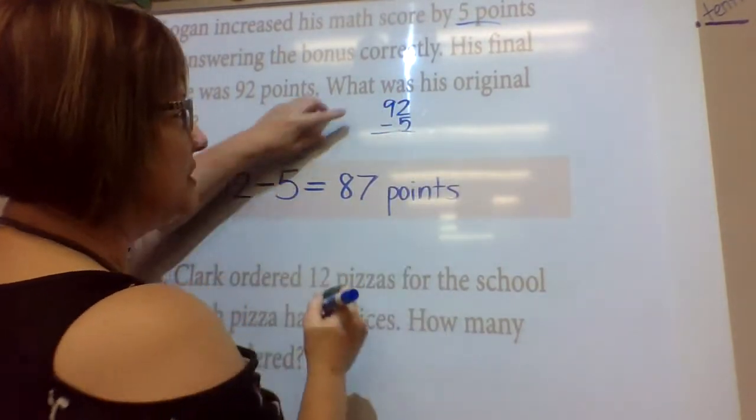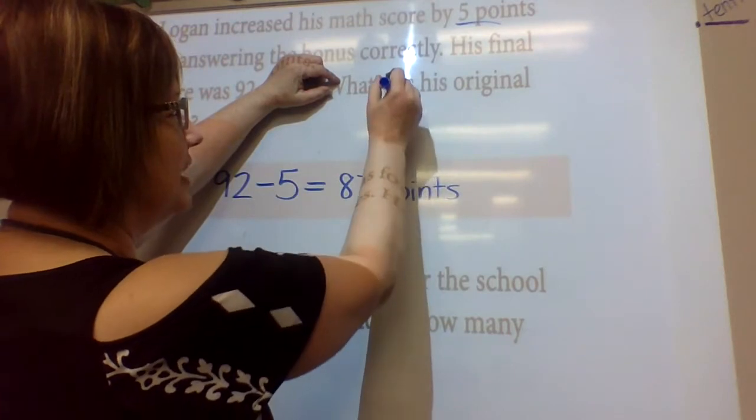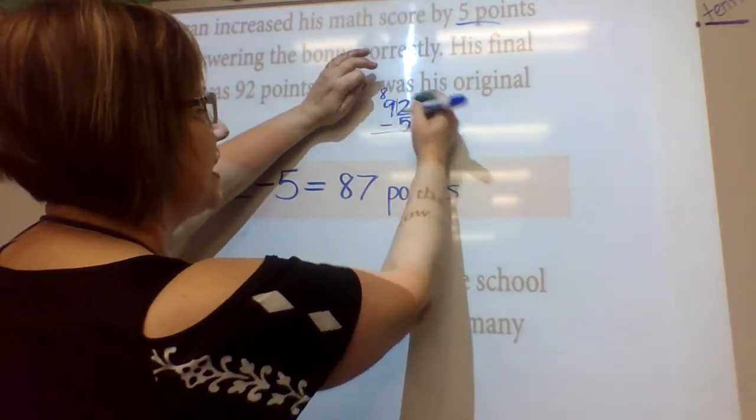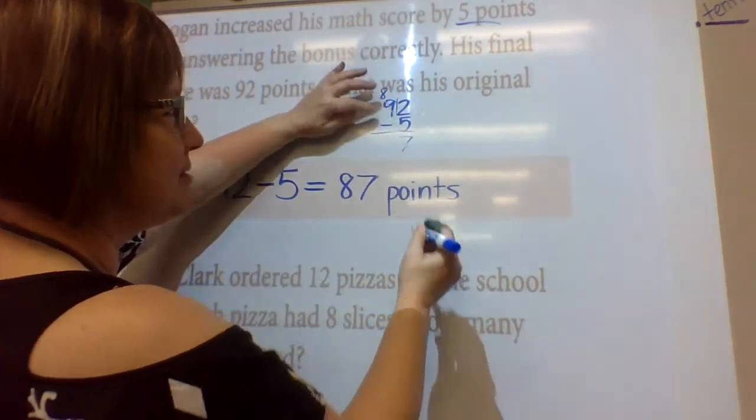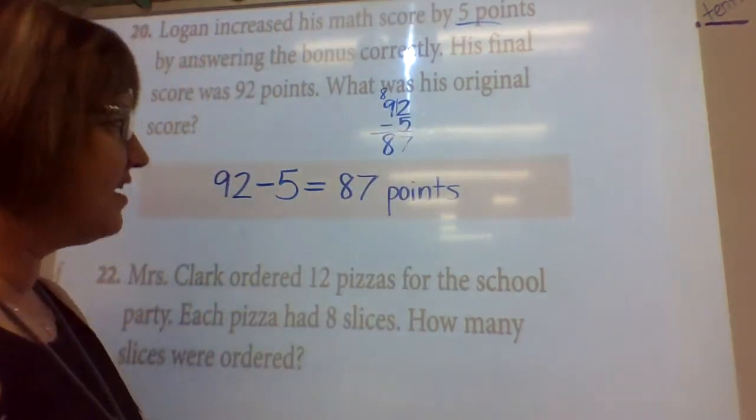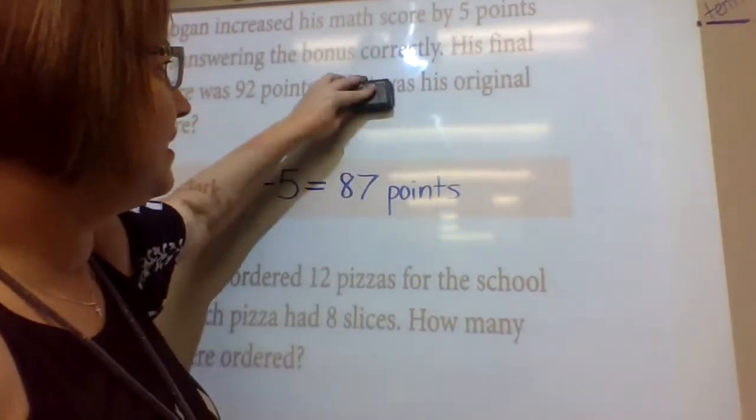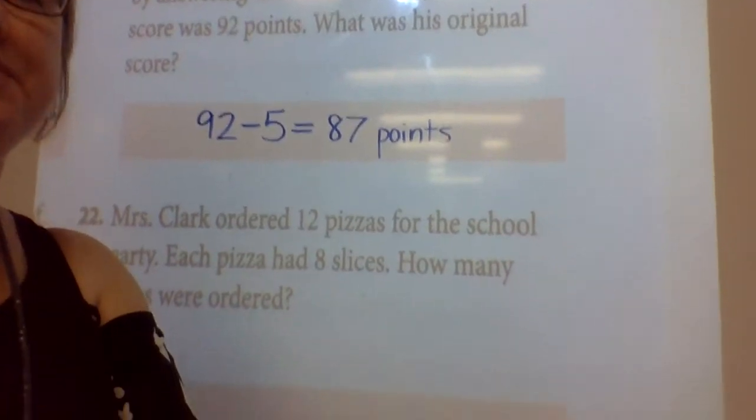Take 1 away so that you can subtract 5 from 12. 7, 8 minus nothing is 8. Okay? Then, down here, now I need to move it down.